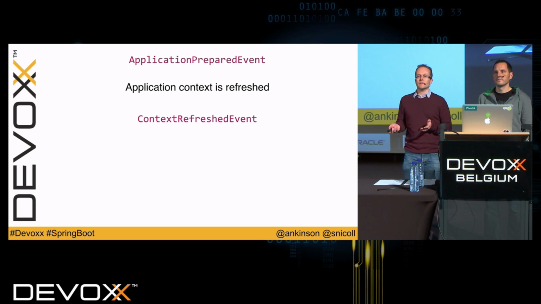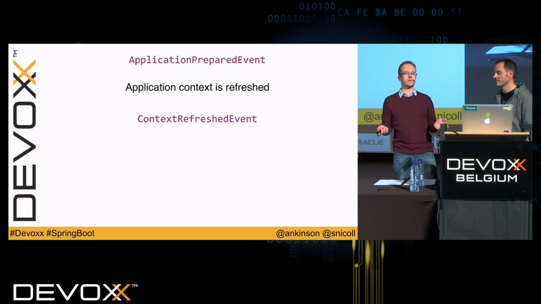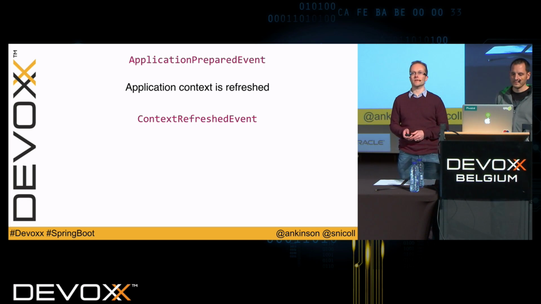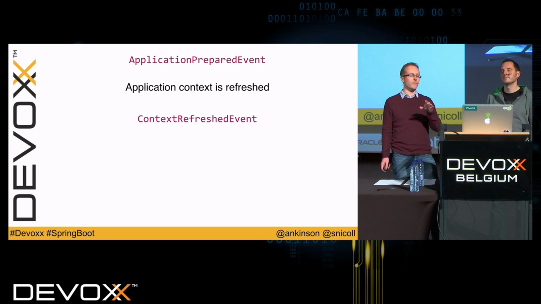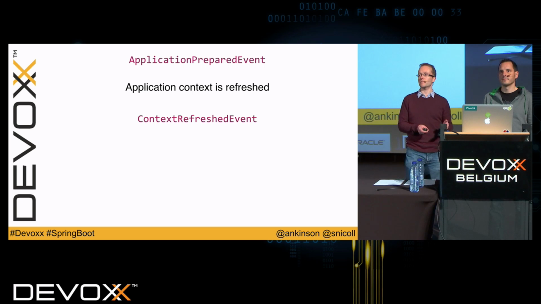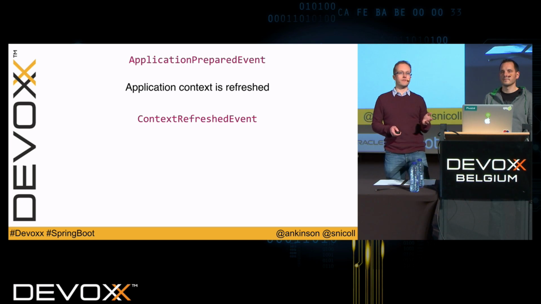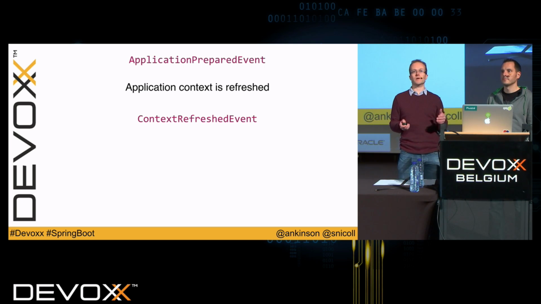As a result of that, the context refresh event is fired. This is just Spring Framework's standard context refresh event. There's nothing Spring Boot specific about this one. All the previous events that I talked about are Spring Boot specific, and you'll only see those in a Spring Boot application. The context refresh event is just a standard Spring Framework event that is published when the application context has been refreshed.